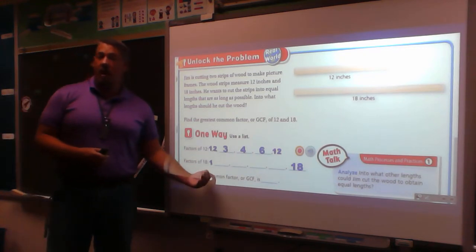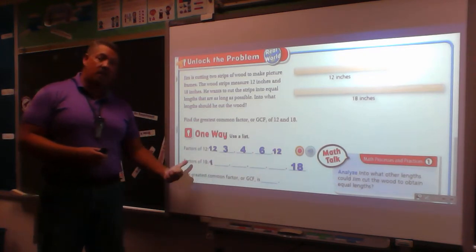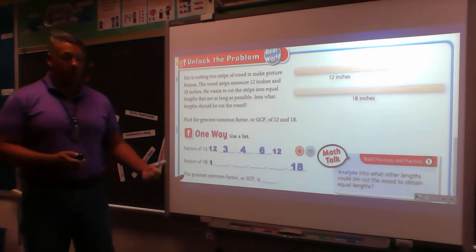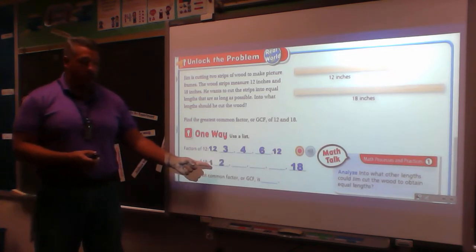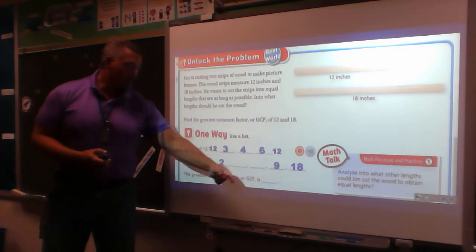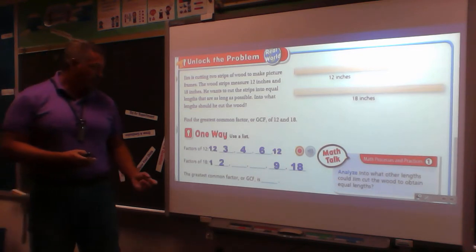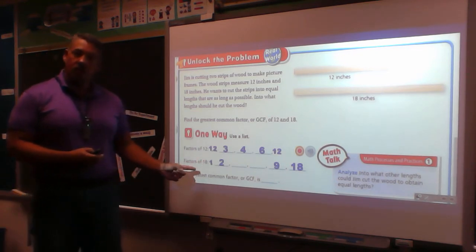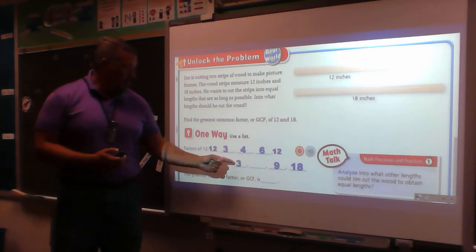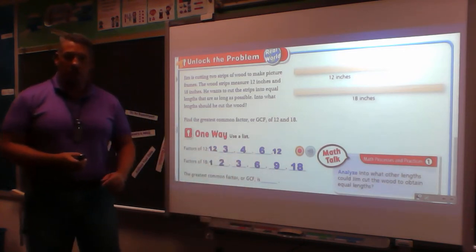Then I go to my next counting number, which is 2. 18 is even, so I know 2 will go into it. So I have 2 times what? Well, 2 times 9 is 18. How about 3? Yeah, 3 goes into 18. So I'm going to have 3 times 6, that's 18.